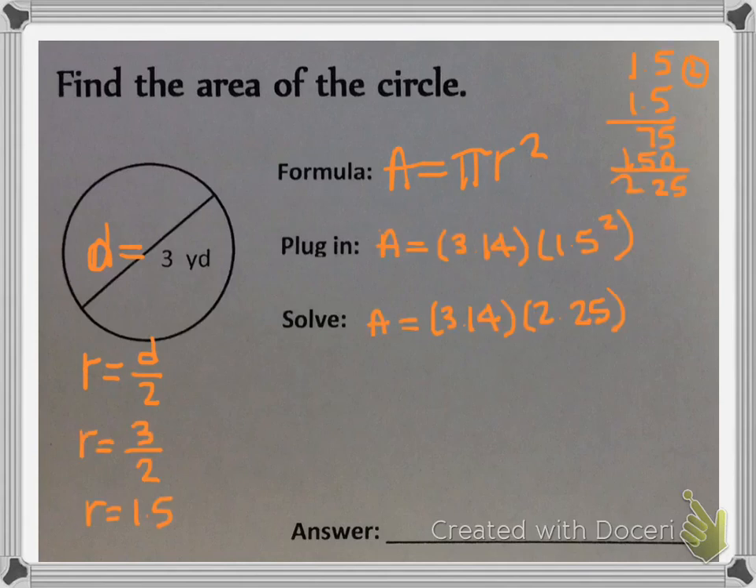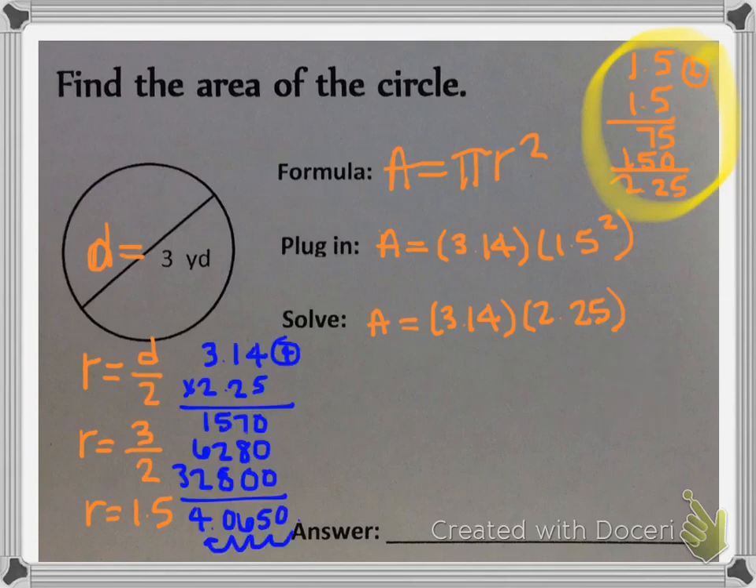Just to check in real quick, you should have had radius equals d over 2. Radius equals 3 over 2. Radius is 1.5. So when I plug in 1.5, 1.5 squared means 1.5 times 1.5, which is what I did over here. I got 2.25. So now your next step in the formula is to solve 3.14 times 2.25. When you have finished that, please press play again. Okay, so you should have gotten A equals 7.065 units squared. Our unit is yards, so yards squared.